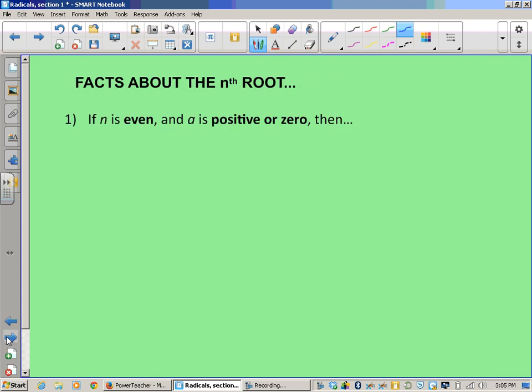So some facts about the nth root. If n is even and a is positive or 0, then what happens? Well, before I give you the rule, let's take a look at an example. What if we had the square root of 25? Think about what that means. I think we already know that that means 5, and we know that's true because 5 squared equals 25. But isn't it also true that negative 5 squared equals 25? So really, there could be two possible answers for this one. So we need some notation that helps us out here.